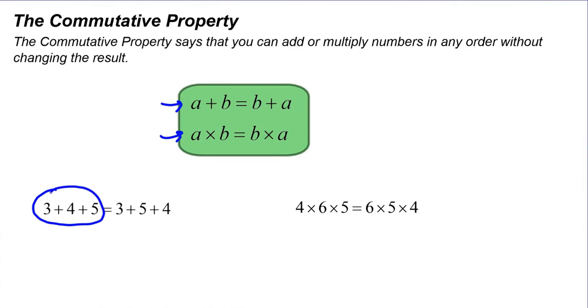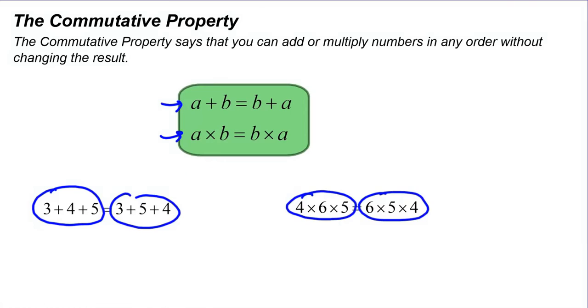3 plus 4 plus 5 is equal to 3 plus 5 plus 4. Notice the 5 and the 4 swapped places. You're still going to get the same sum no matter what order you add those numbers. And likewise with multiplication, 4 times 6 times 5 is the same as 6 times 5 times 4. Everything got rearranged there, but the product is going to be the same no matter how you slice it.